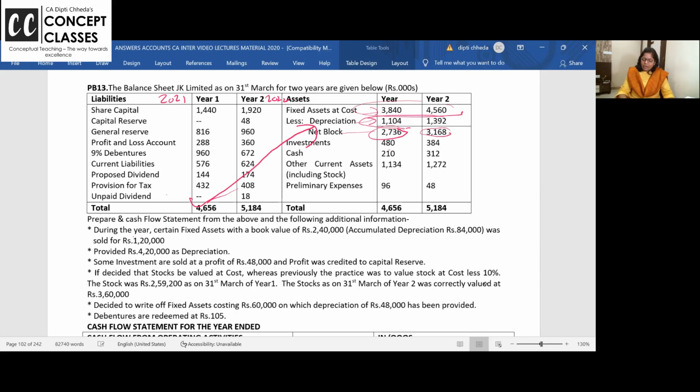Investment was 480, now it is 384. Definitely some investments have been sold. Cash, other current assets. Now in current assets, they could have given data for stock and all separately, but they have not given it for this problem. Preliminary expense was 96, now it is 48. Definitely you have written off 48 of preliminary expense.